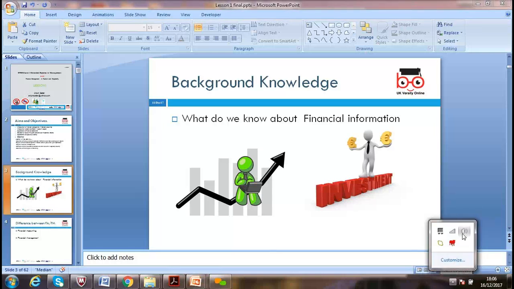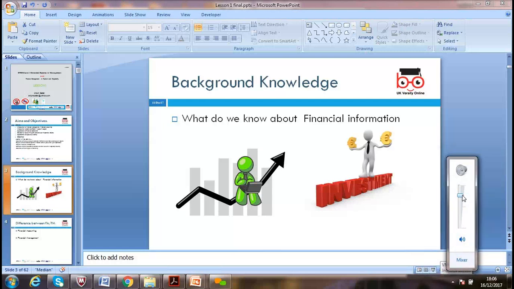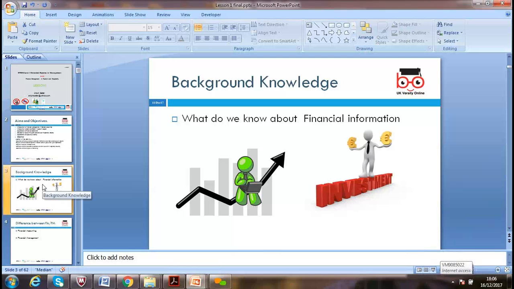Financial information. Something like anything that's related to money. Yes, anything related to money, anything related to budget, anything related to sources of finance, anything relating to monetary things, we call financial information. Well done.